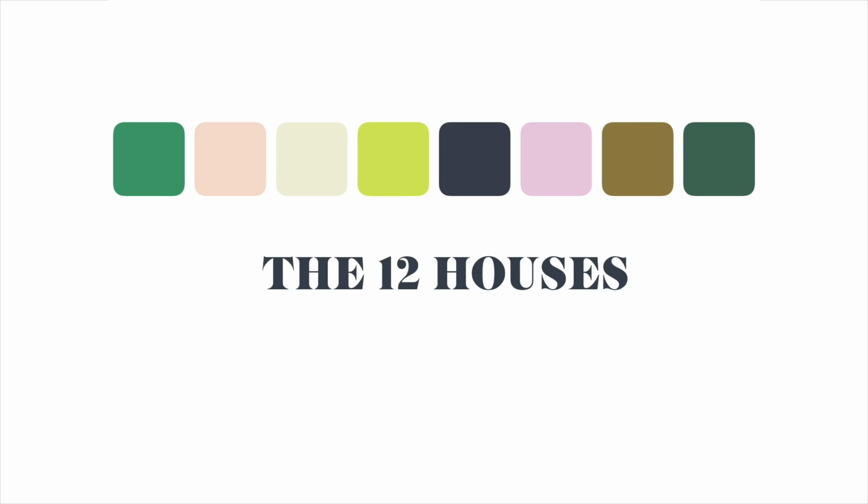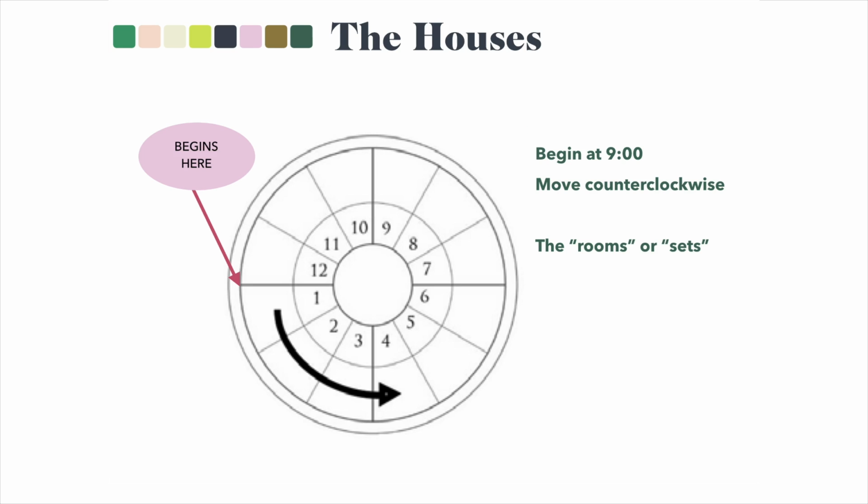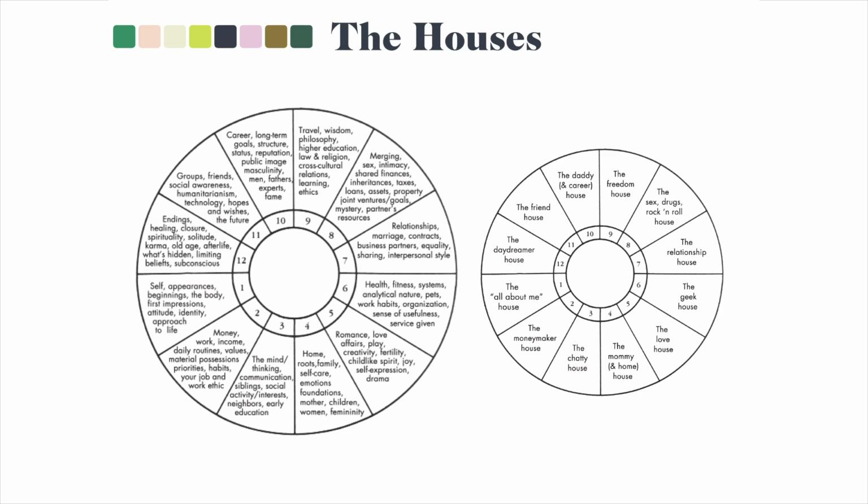So let's look at the houses a little bit more. The houses begin at what would be the 9 o'clock on a clock. You'll notice there's a thicker line, and it begins at that exact point, and then the houses move counterclockwise around, like the rooms in your mansion or the sets of the movie theater. So you begin at that 9 o'clock point and move counterclockwise around.